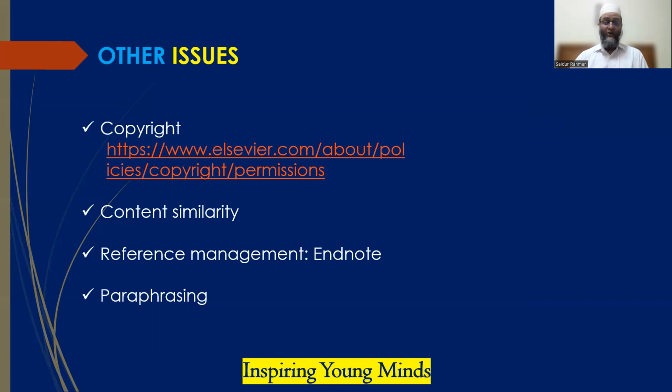Reference management, EndNote. Since you are working on a review paper with 200, 300, 400, 500 papers, and also for your thesis, certainly these tools make research easy. That is called EndNote, a reference management tool. You need to learn this. Paraphrasing: again, you need to rewrite in your own way, your own phrases, so that content similarity does not cross that certain limit.